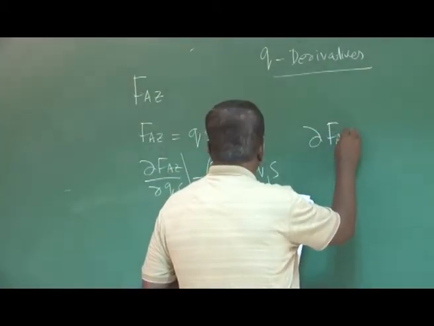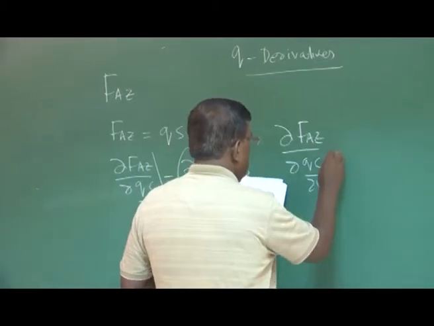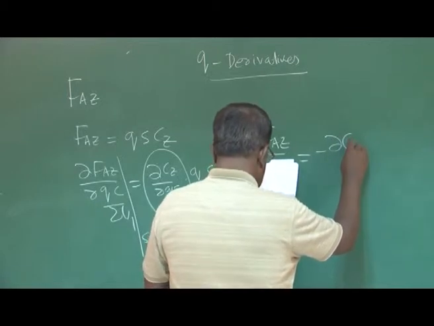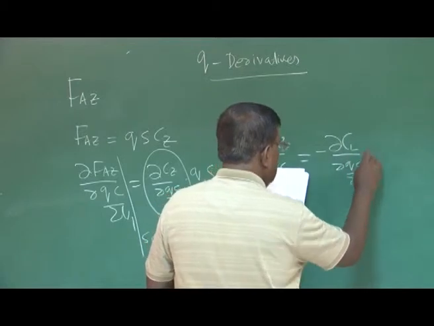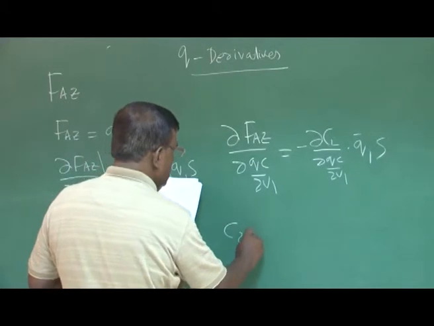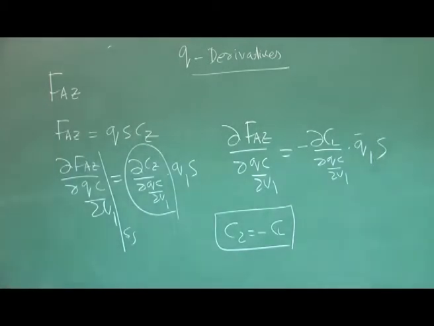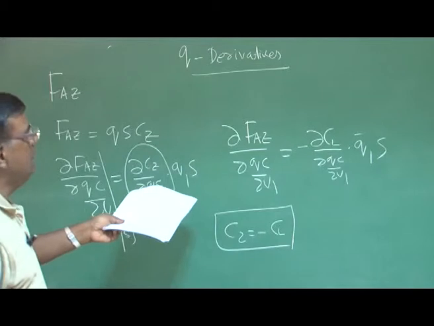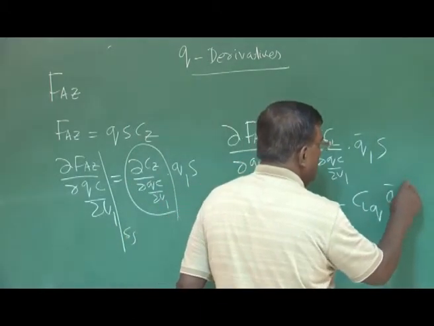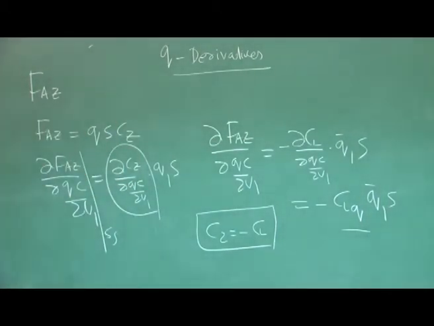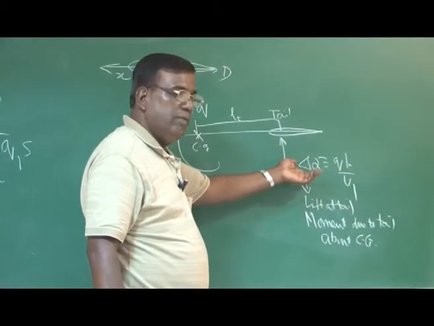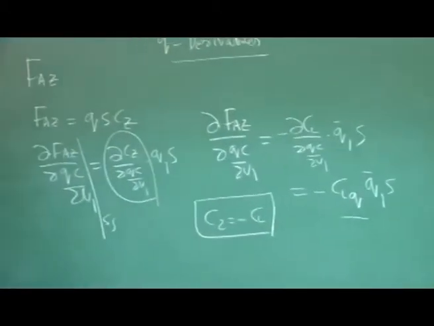You can see yourself, I can write dF_Az by d(qc/2U1) is equal to minus dCL by d(qc/2U1) into Q1 S. How do I write this? Because I know it is a fair enough assumption that Cz equals minus CL when we are talking about small perturbation. So, dCz by d(qc/2U1) is minus dCL by d(qc/2U1), or by notation this is written as minus CL_q with Q1 S. The question comes, can we derive the expression for CL_q? The answer is very obvious, because we know the mechanism of how this CL comes because of Q, it comes through delta alpha. So, it should be very straightforward for us, and let us find out the expression for CL_q.